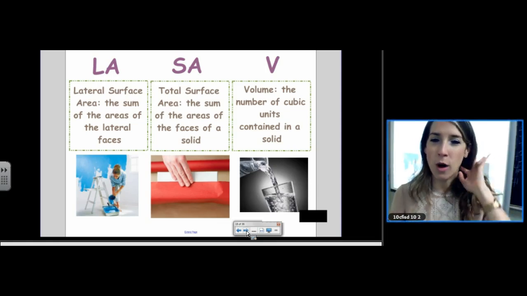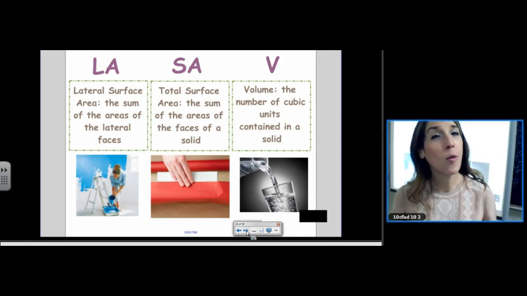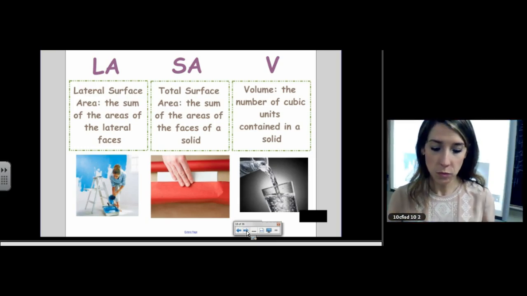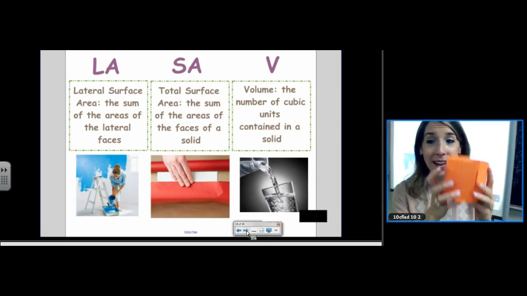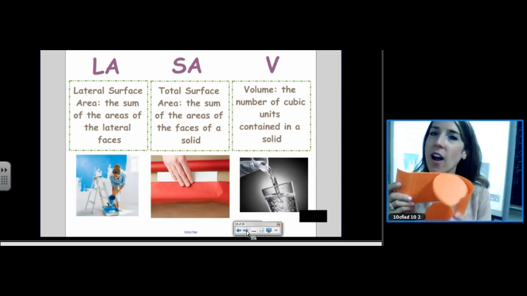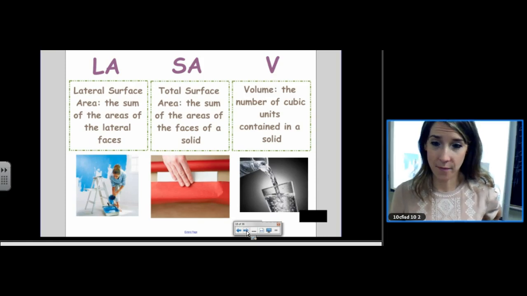So when you paint the walls of your home, you usually don't paint them the same color as your ceiling. So when you paint the walls, you're painting the lateral surface area of your home. When you put a soup label on a soup can, you are covering the lateral surface area. You're not covering the bases. So that's lateral, that's LA.